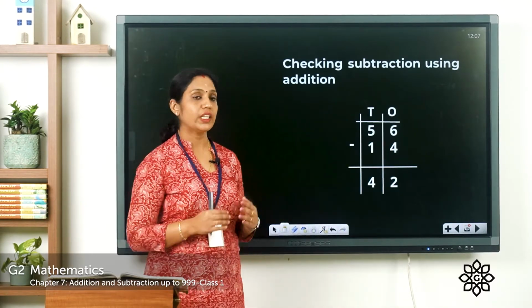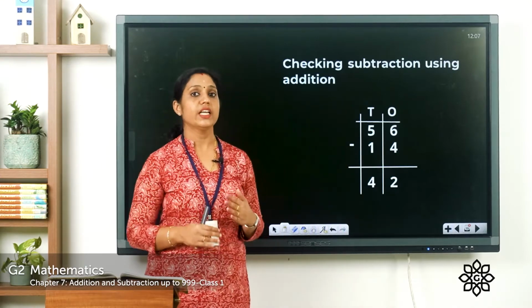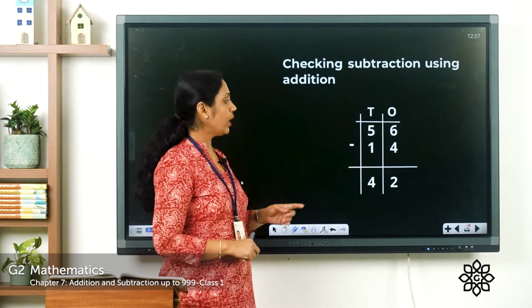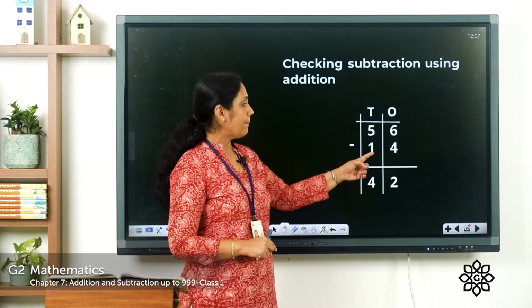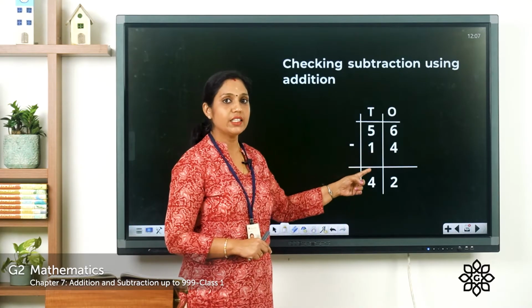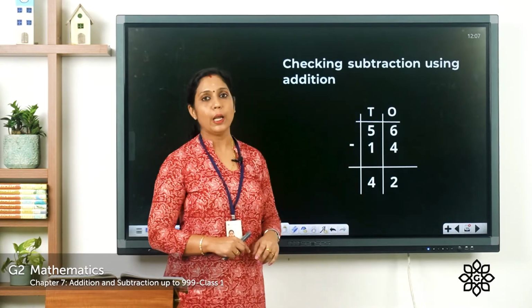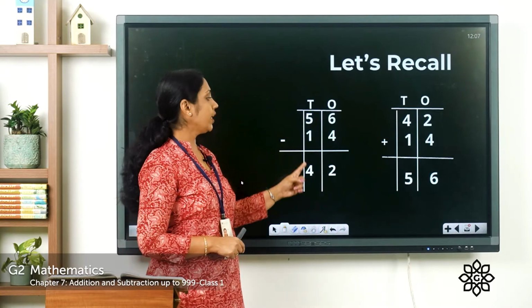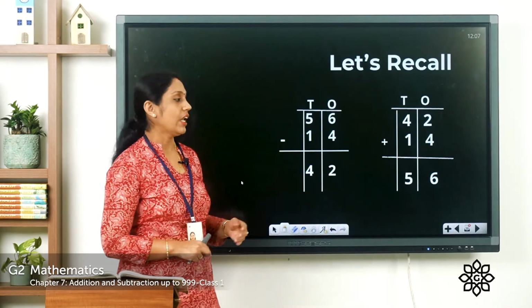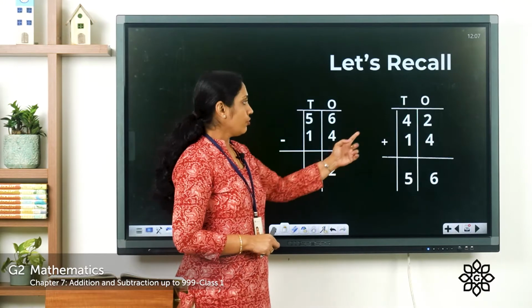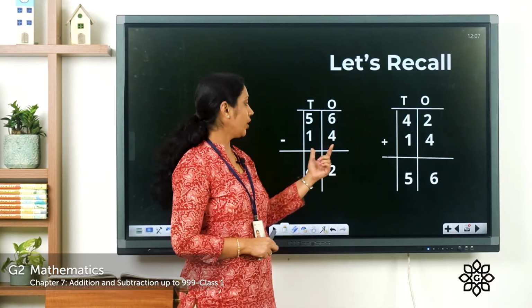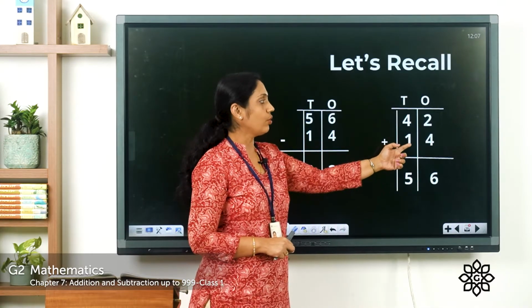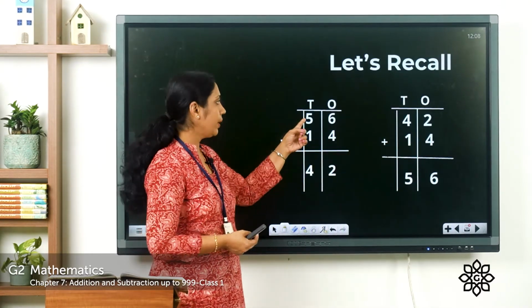So we have to check whether the answer 42 that we got is correct or not. For checking that, what should we do? We have to add the difference plus the subtrahend, and when you add these two numbers we have to get the minuend. Now we did 56 minus 14 and got the answer 42. Now the difference is 42. 42 plus 14, that is the subtrahend. So when we do 42 plus 14, we have to get the minuend.